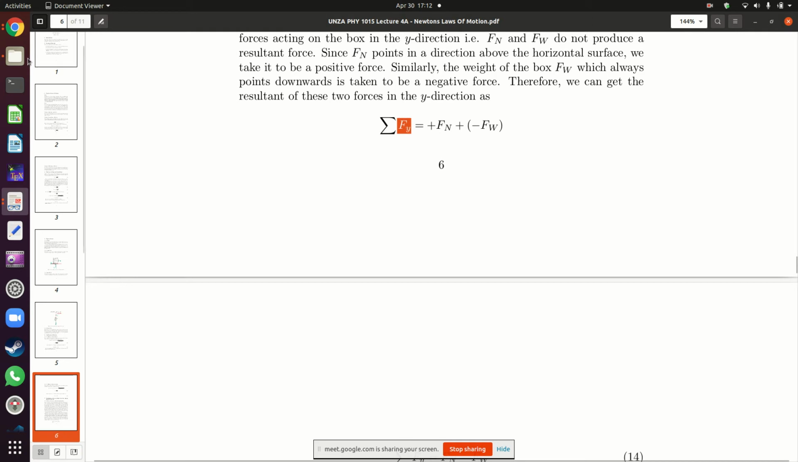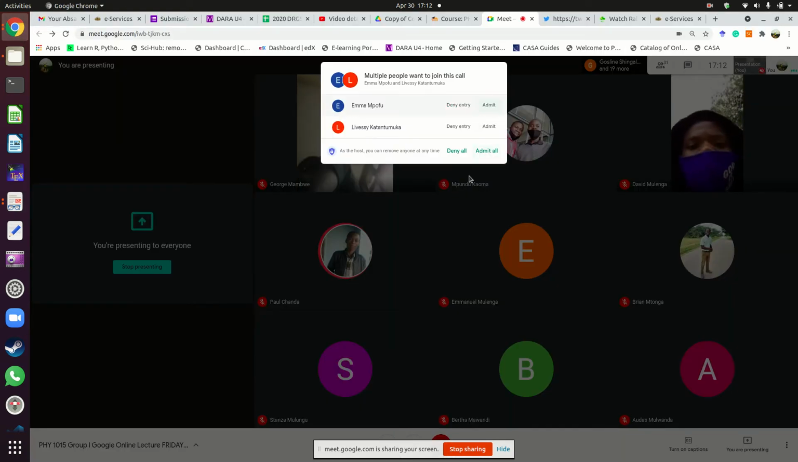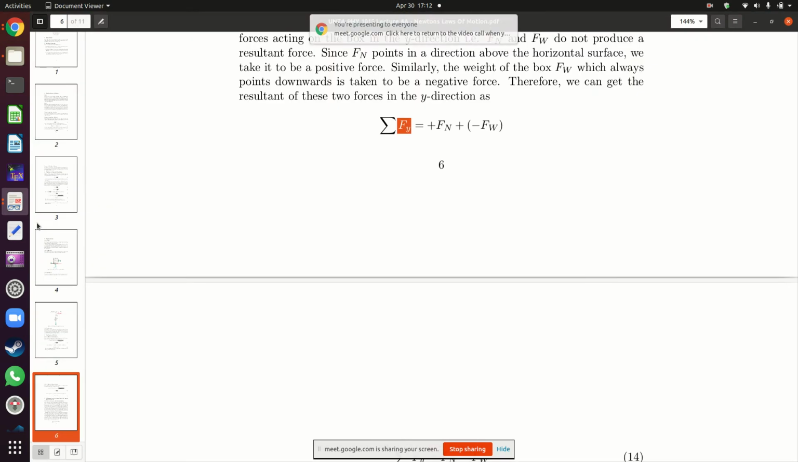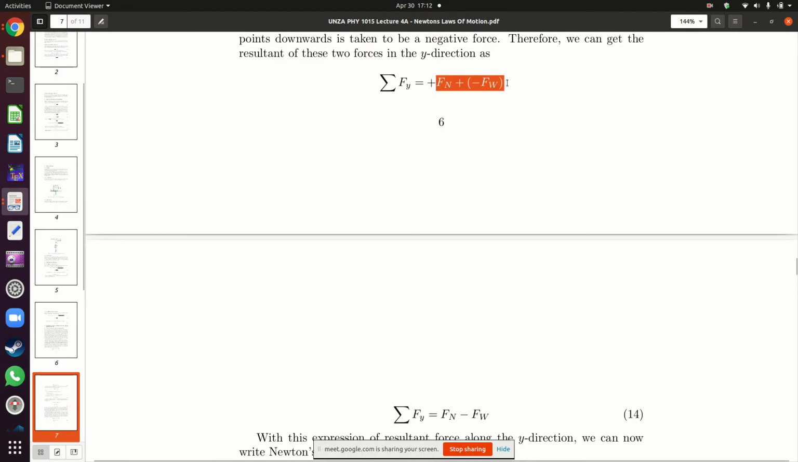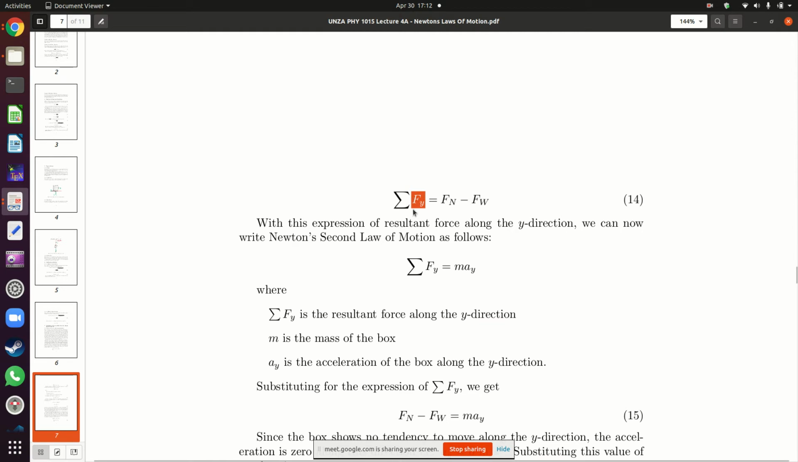The resultant force along the y direction is going to be the normal force, which is positive, pointing in the positive y direction, Fn, plus the weight of the box, which is pointing in the negative y direction. So this is a negative force, like this. So when you do this addition, what we see is that our resultant force, Fy, is equal to Fn minus Fw. This is the resultant force.